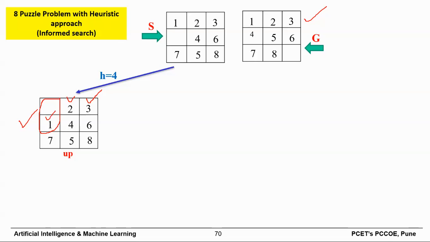1 and 4, are they at the right place? No, so the first misplaced one is there. What about 4? Here 4, here 5, that is the second misplaced.